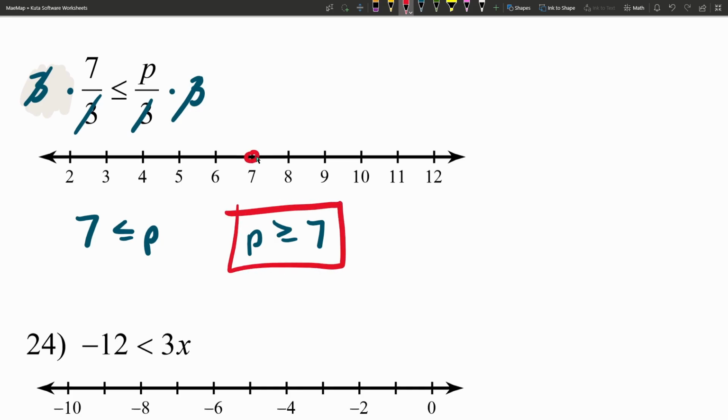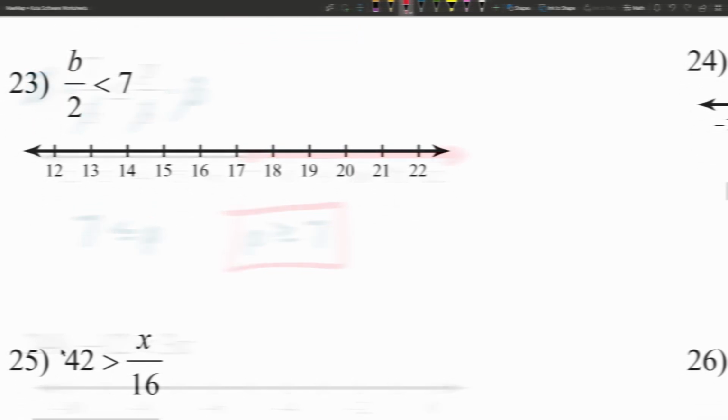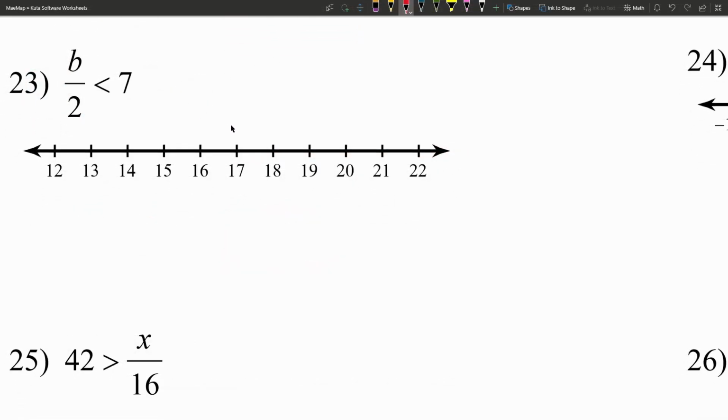Locating 7, circling it, shading it in, and p represents values that are greater than or equal to, so that's shading to the right. For number 23, we have that b over 2 is less than 7.